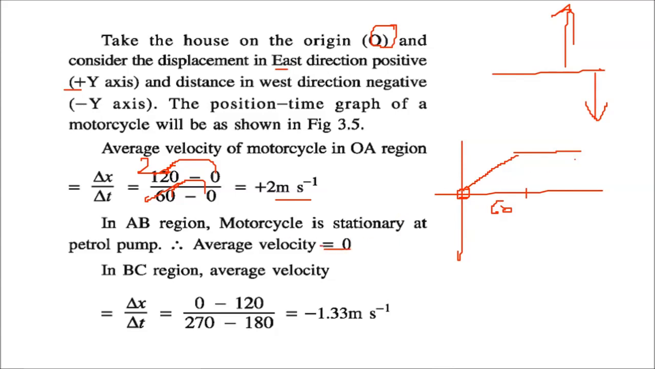In the third part, from here to here, we take the final minus the initial. So 0 minus 120, because he again came back to the house. He took around this many seconds, which is already given as 90. You can directly take 90, but for the sake of completion we showed it like this. This is minus 1.33 meter per second.